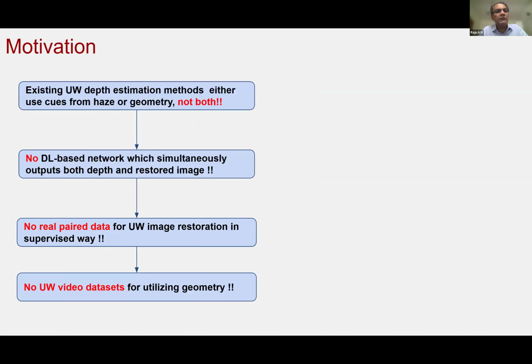So the motivation stemmed from the fact that existing depth estimation methods, if you just focus on depth, either use haze or they use geometry, but not both. And there was not a single deep network that could output both a restored image and a depth map. Then there was no real paired data. I mean, even today we don't have paired data for underwater restoration that you can use in a supervised way. And then we also realized, to our surprise, that there were no underwater video data sets which could be utilized for extracting view geometry and so on.